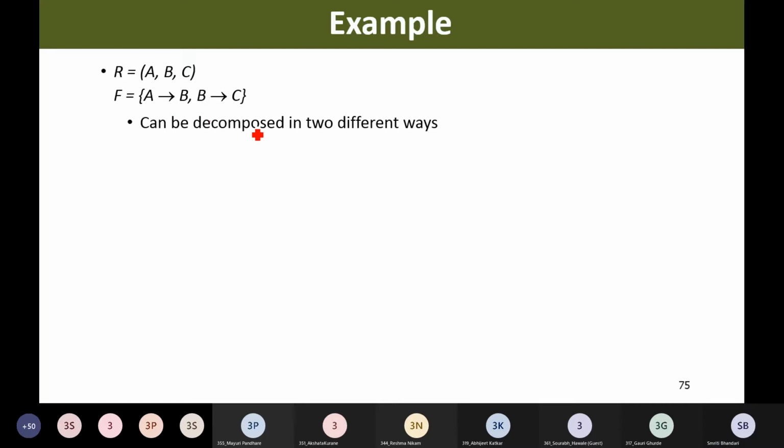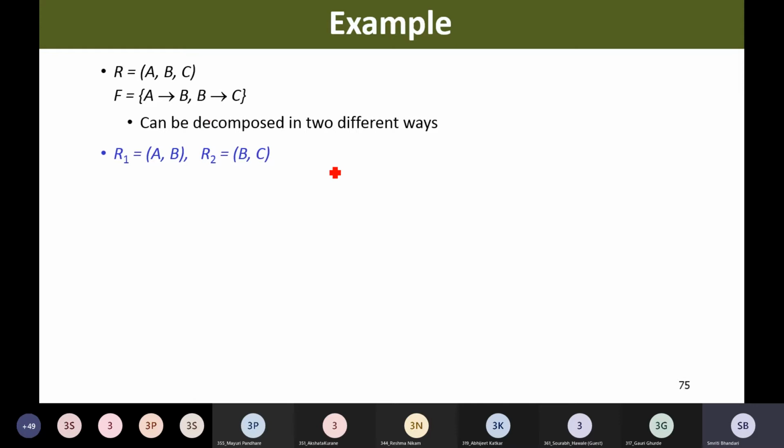So in our set F, we have these two functional dependencies. Now, this relation we would like to decompose. It can be decomposed in two different ways. In the first decomposition, I will have R1 comprising two attributes A, B, and R2 comprising two attributes B and C. So this is one way of decomposition.